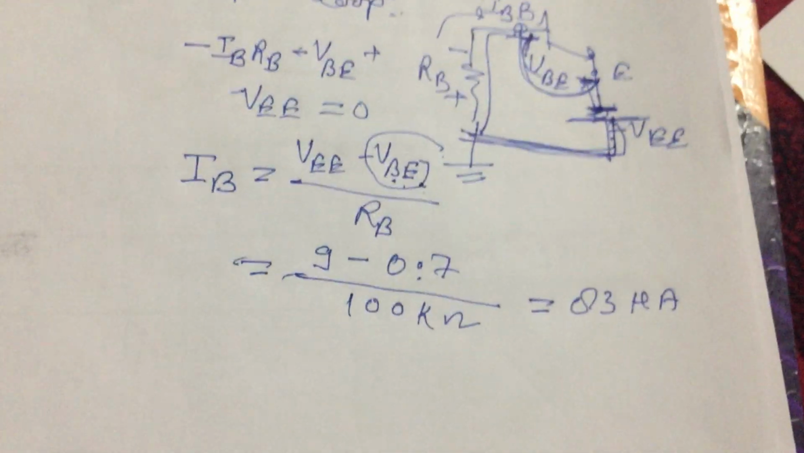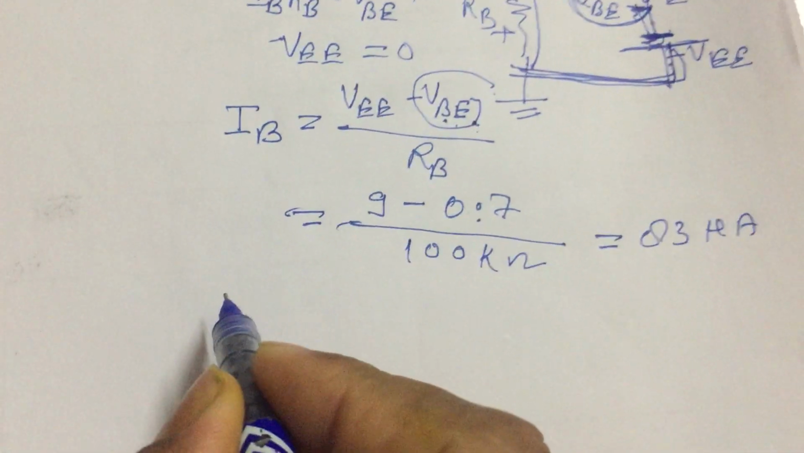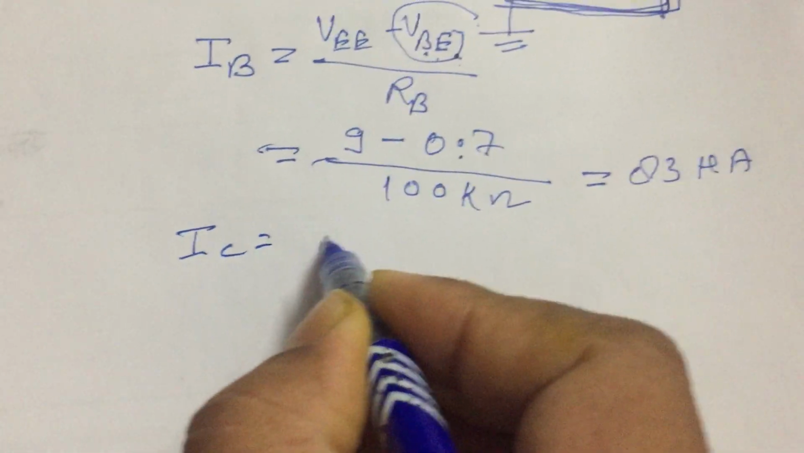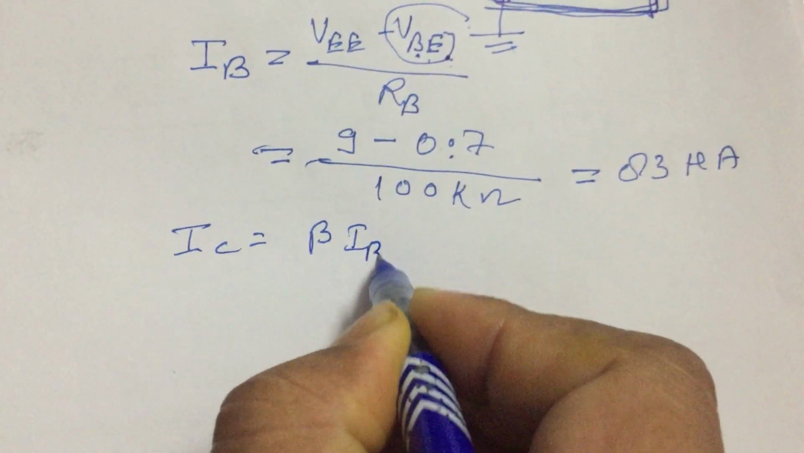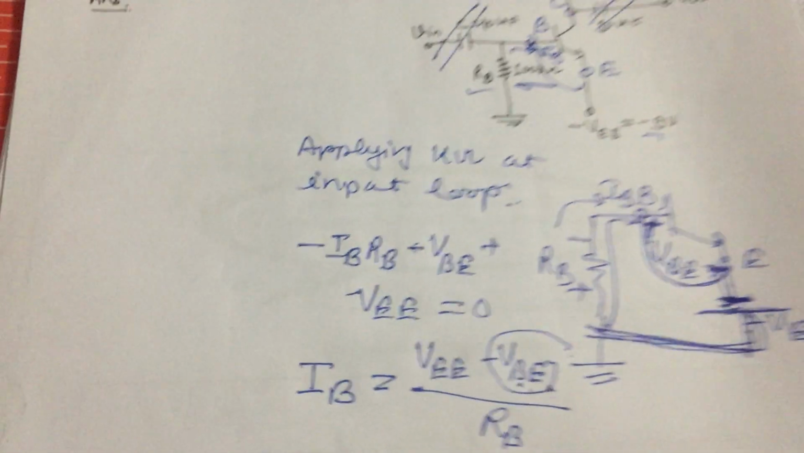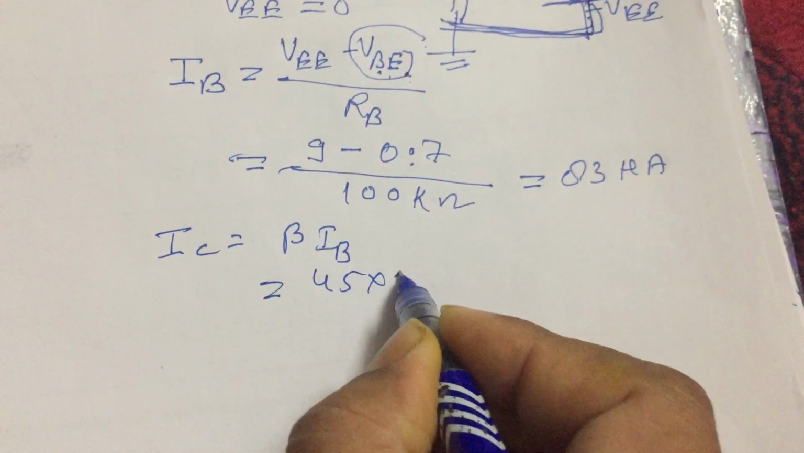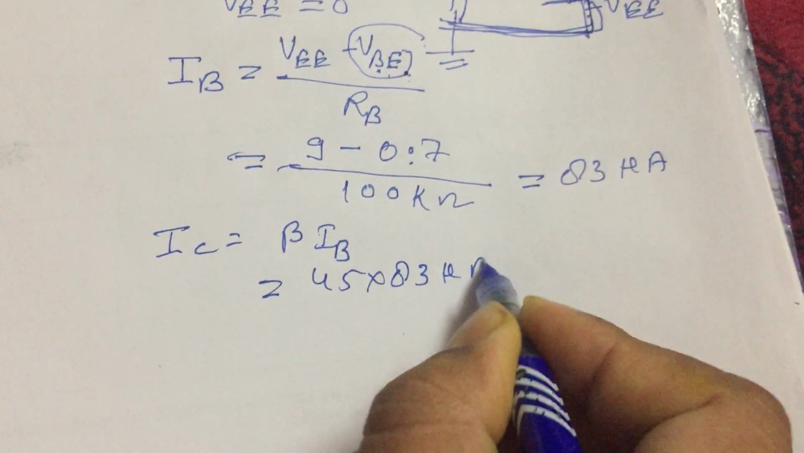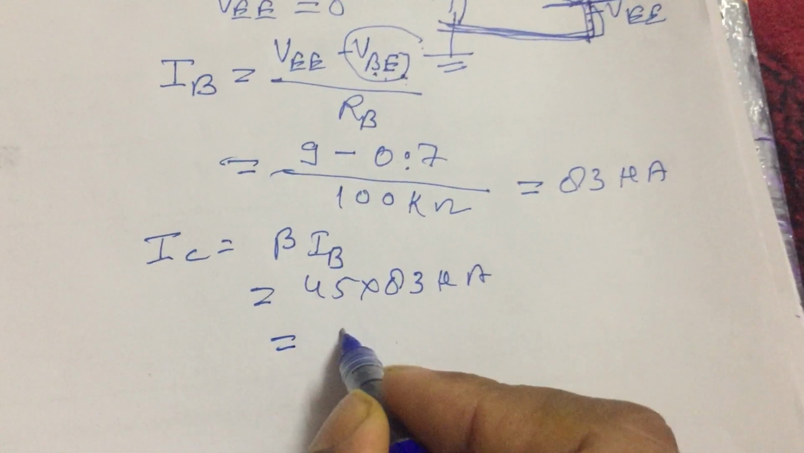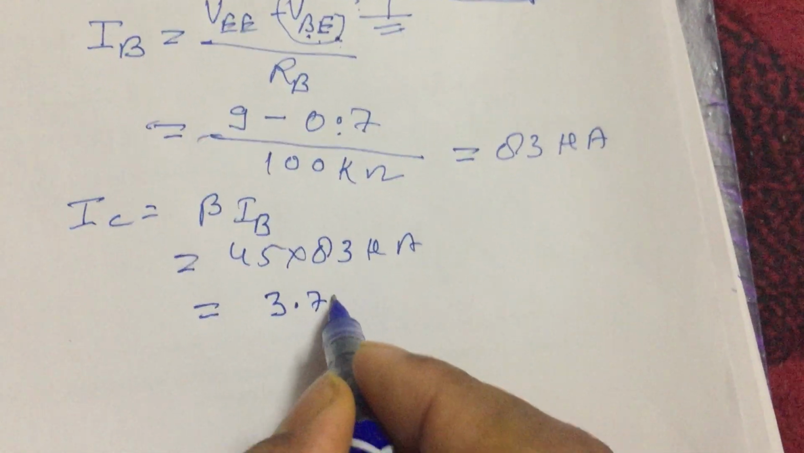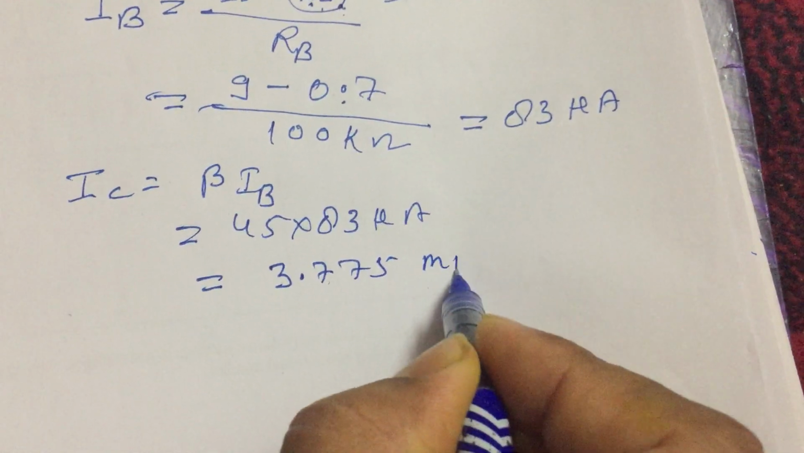Okay, so now we have calculated the base current. Second, we calculate the collector current IC. What is IC? IC is equal to beta times IB. In this question, beta is 45. So 45 times 83 microampere, and this comes out to 3.775 milliampere.